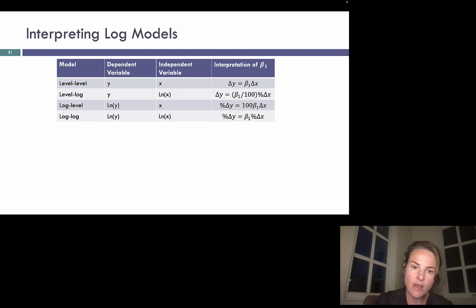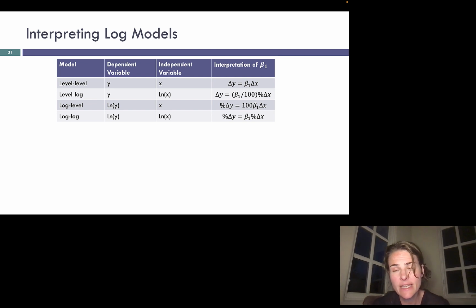We can have a log on the left compared to a change in x on the y, and so then you would multiply that beta 1 by 100 to get times the units. Let's say a 1 unit change in x would lead to a beta 1 times 100% change in y. And then you can have log-log models where you simply can interpret them as a percentage change. So a 1% change in x leads to a beta 1 percentage change in y.